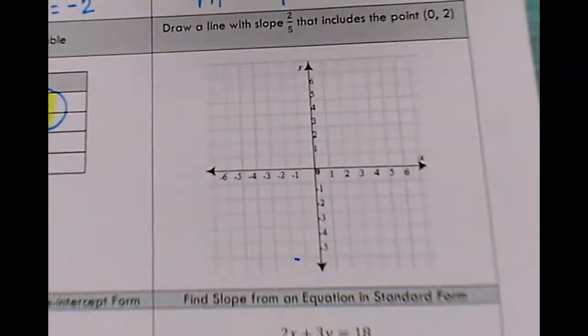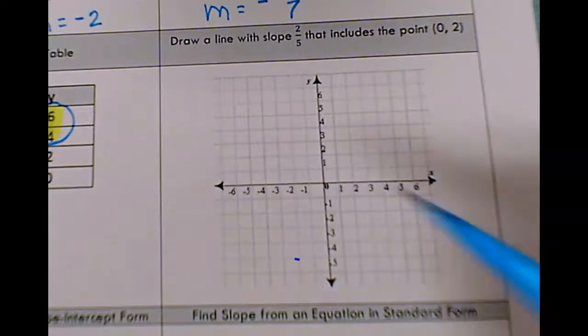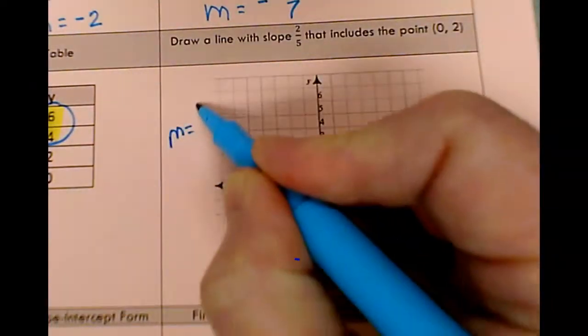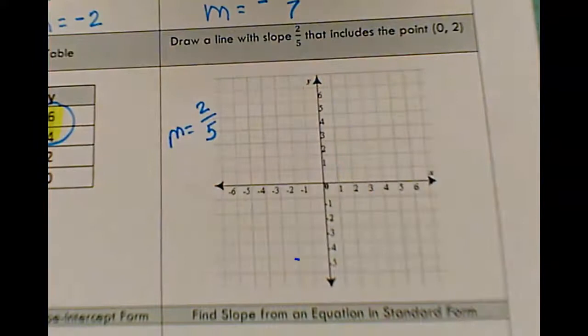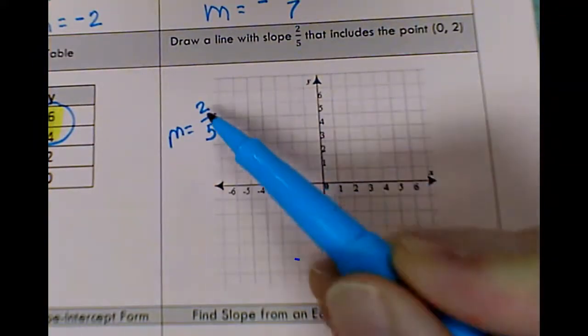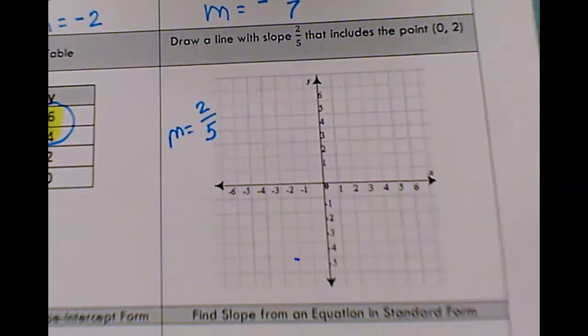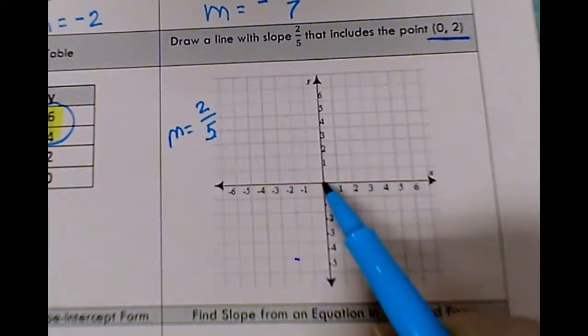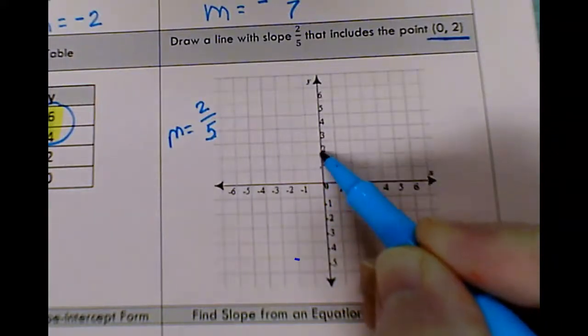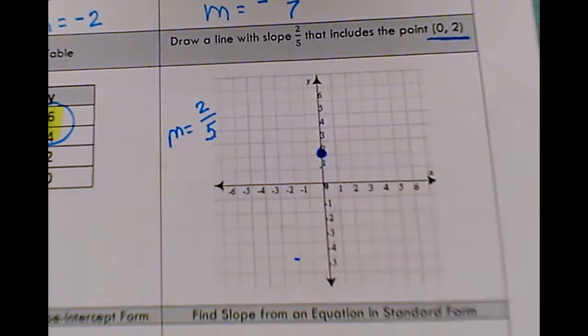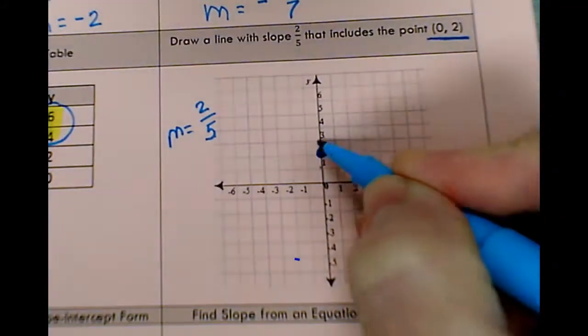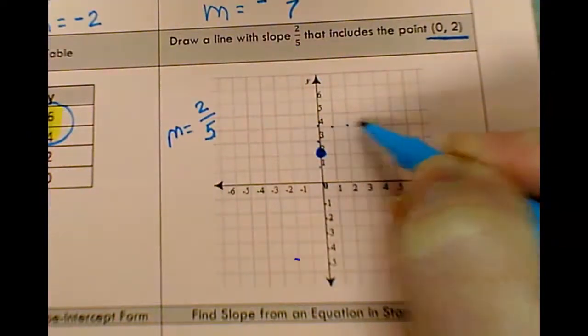In the next problem, we're given the slope. We are given that the slope is equal to 2/5. The slope is positive, so my line is going to be rising up in a positive direction. It's going to be increasing. This is my rise, and this is my run, and I put this point on the graph. It's 0 in the x direction and 2 in the y direction. So I'm going to rise up 2.